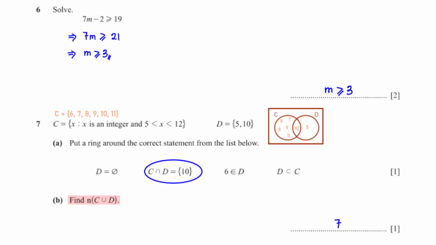Find the number of elements in C union D. When we map sets C and D onto a Venn diagram, we see that the number of elements in C union D is 7 in total.